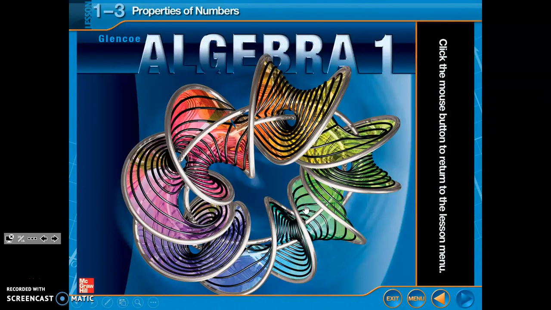And that's the end of lesson 1.3. It's a lot of properties, and they need to be studied. So make sure you go back and relook over them so that you can name them and recognize them when you see them.